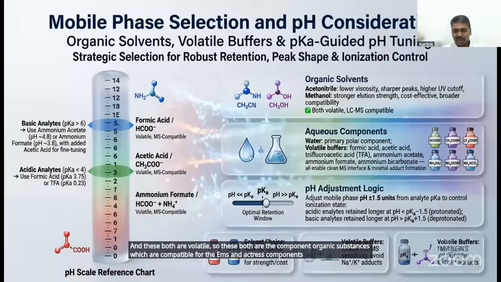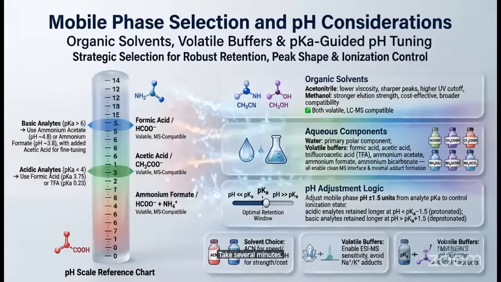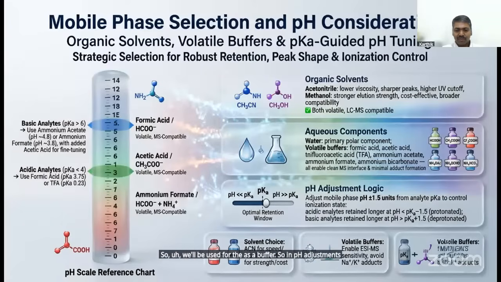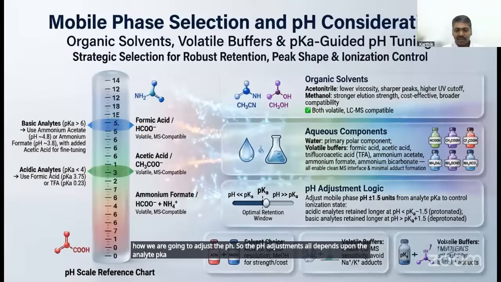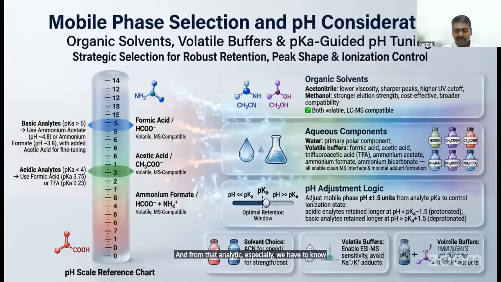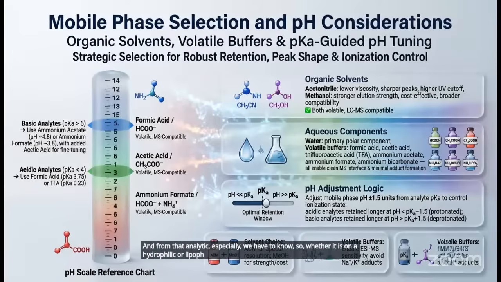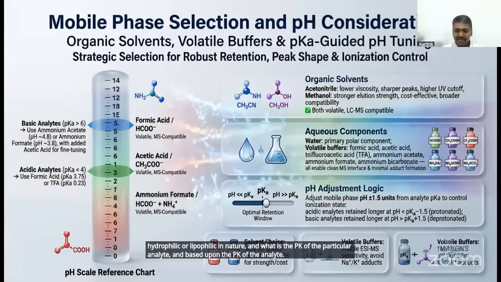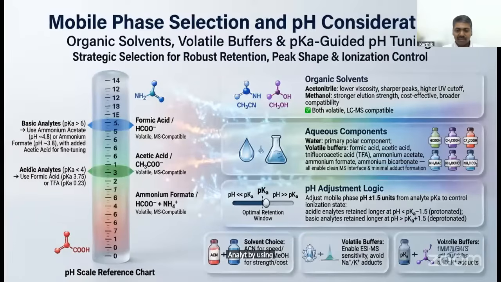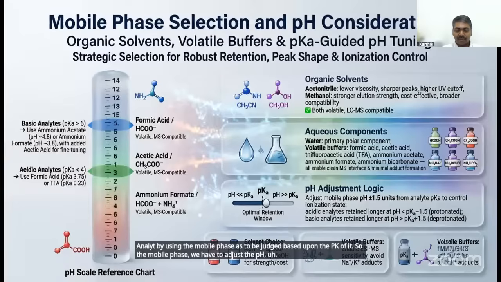And the aqueous components, as already told, will be used as a buffer. So in pH adjustment, we have to see how we are going to adjust the pH. The pH adjustment all depends upon the analyte pKa value. So before we go for method development, we should understand the physicochemical properties of the analyte, especially whether it is hydrophilic or lipophilic in nature, and what the pKa of the analyte is. Based upon the pKa of the analyte, how we ionize the analyte using the mobile phase has to be judged. So in the mobile phase, we have to adjust the pH 1.5 units from the pKa value.